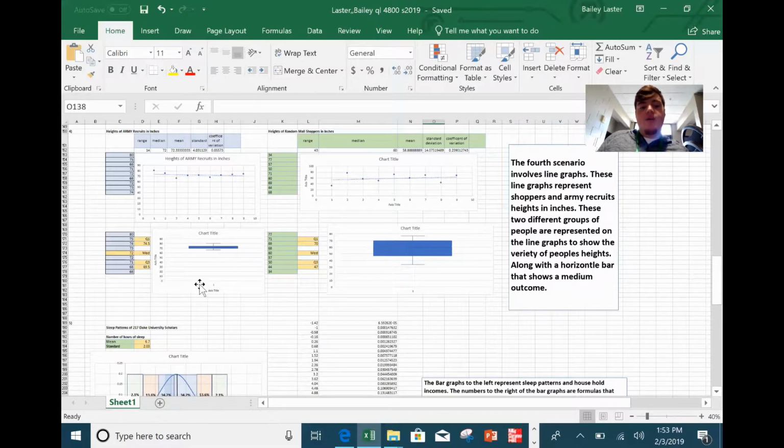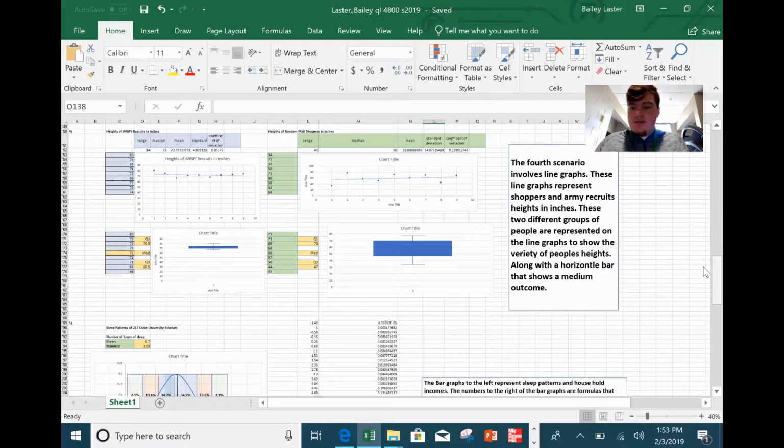These graphs also show axis titles, and these are good for representations for finding a medium between 2 scenarios or groups.